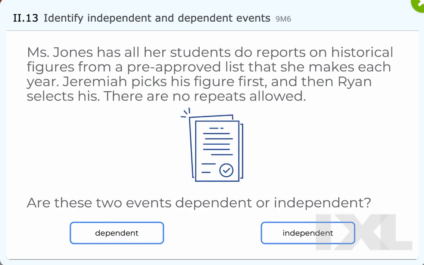Now let's take a look at our final example. Ms. Jones has all her students do reports on historical figures from a pre-approved list that she makes each year. Jeremiah picks his figure first, and then Ryan selects his. There are no repeats allowed. Are these two events dependent or independent? Once Jeremiah chooses a person to do his report on, Ryan cannot choose that same person, and so will have one fewer person to choose from, since no repeats are allowed. Because the first event did have an effect on the second event, the two events are dependent.